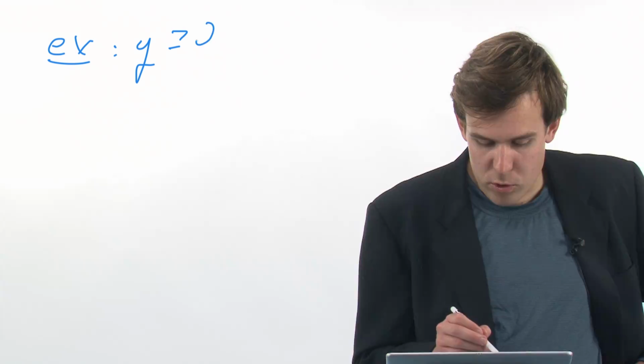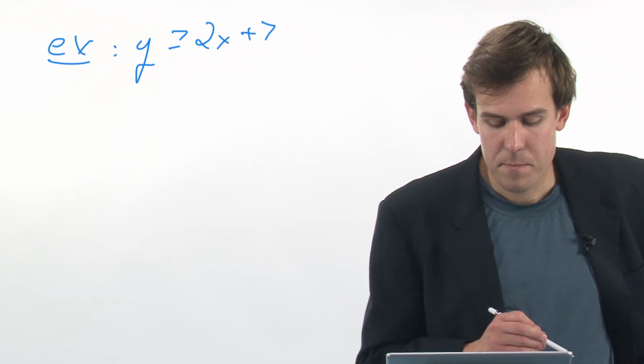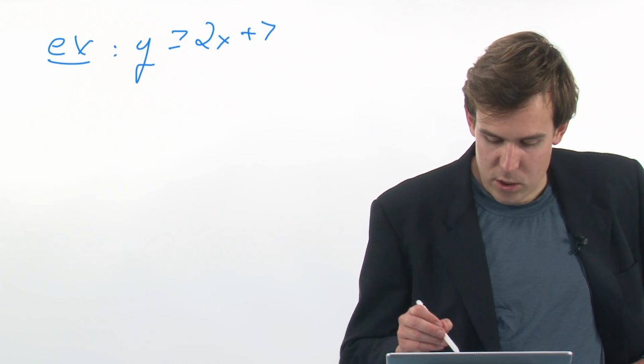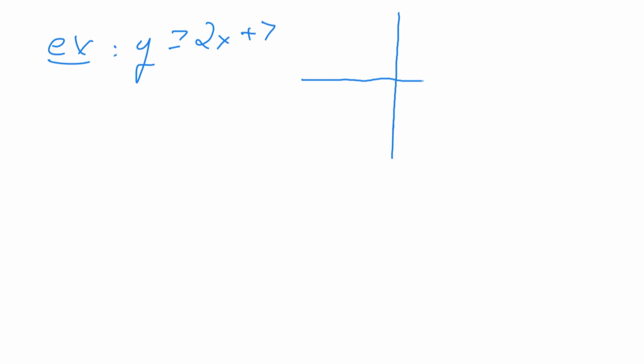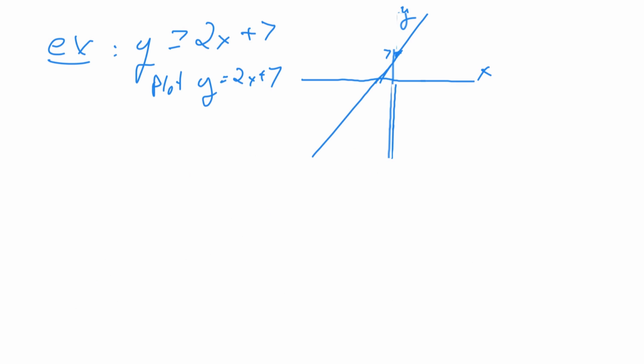So let's now look at a visualization of this. If I have, for example, y greater than or equal to 2x plus 7, what you want to do for this is to plot on the Cartesian plane the normal function. So we plot y equals 2x plus 7. Okay, so that's somewhere like maybe here if this is 7. So that's somehow the picture of just that.